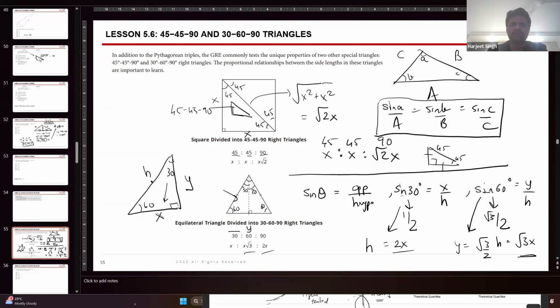So this is how we arrive at these ratios. I've given you the logic behind that. I never remember this. If you want, you can remember. All I do is remember this: sine theta is opposite to hypotenuse. Sine 30 is half. Sine 60 is root 3 by 2.